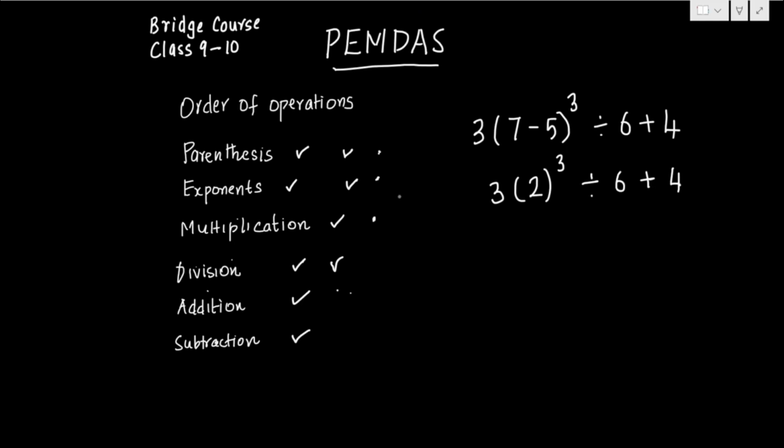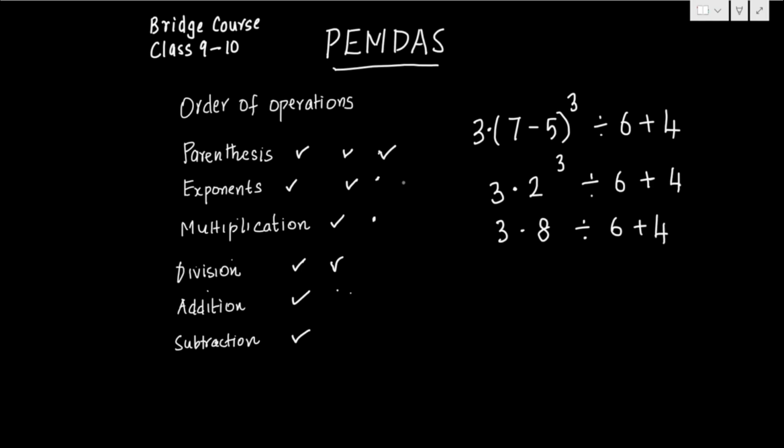So the parenthesis is done. Actually, I could have taken this parenthesis out. Let me do it now. Because this is 3 into 7 minus 5, I'm going to put the dot here, 3 into 2 cube. Okay, so there's no more parenthesis. Are there any exponents? Yes, there are exponents. So let us take care of them. 2 cube, 2 into 2 into 2 is 8. So leave everything else as they are.